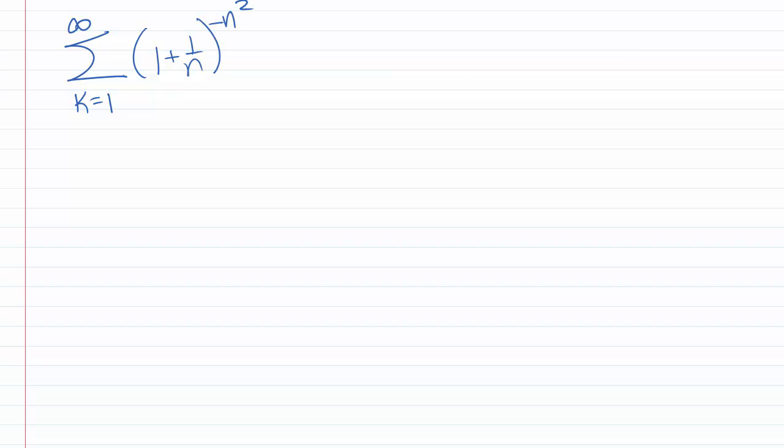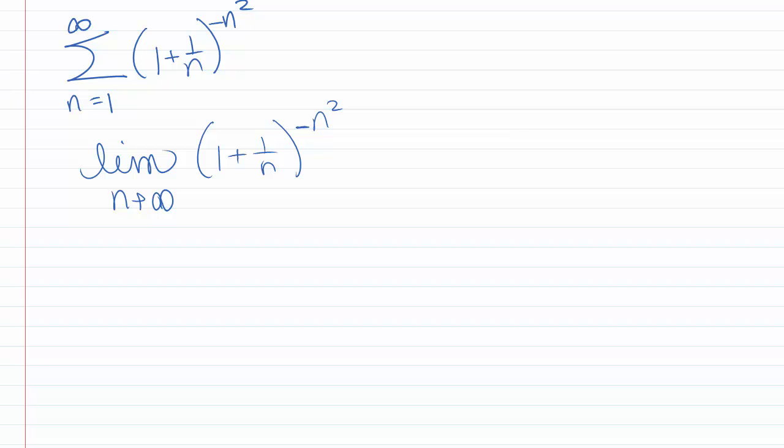All right, let's look at the series, k goes from 1 to infinity of (1 + 1/n)^(-n²). Now, this one we might want to try the divergence test on first because I can't obviously see what that limit's going to be. Well, this doesn't make any sense. We can't have k's and n's, so let's make this one n. Okay, so (1 + 1/n)^(-n²).